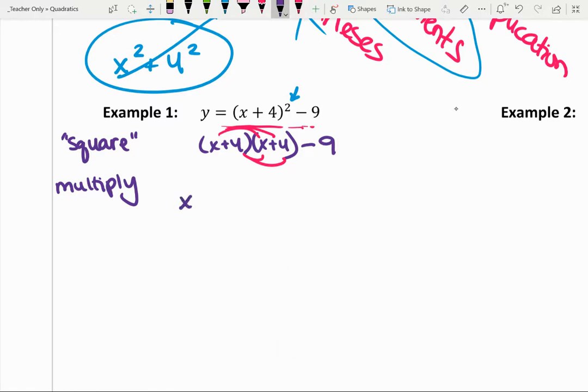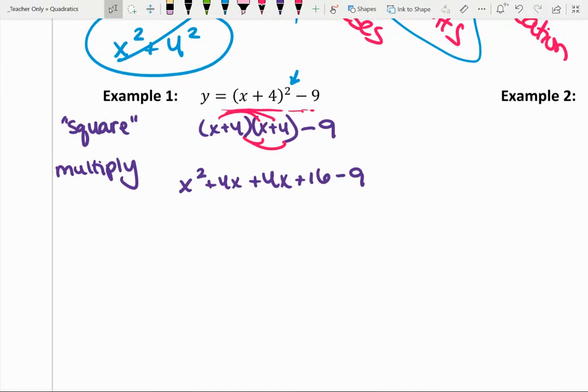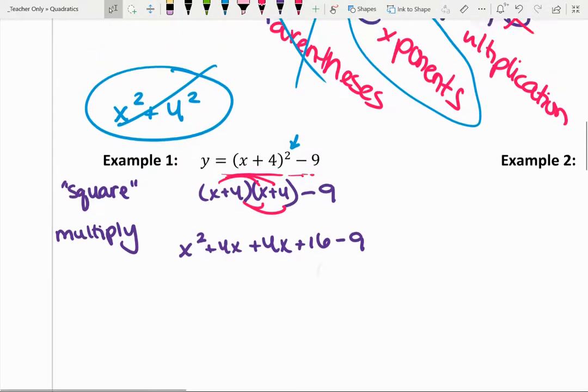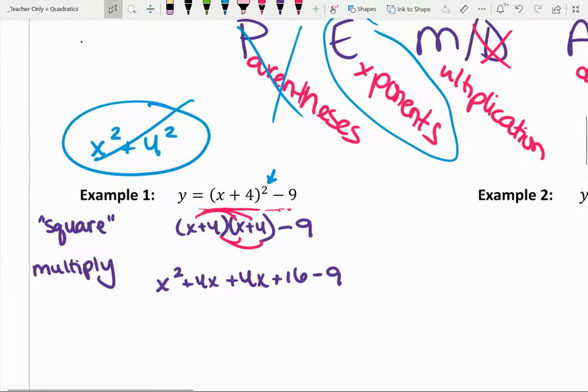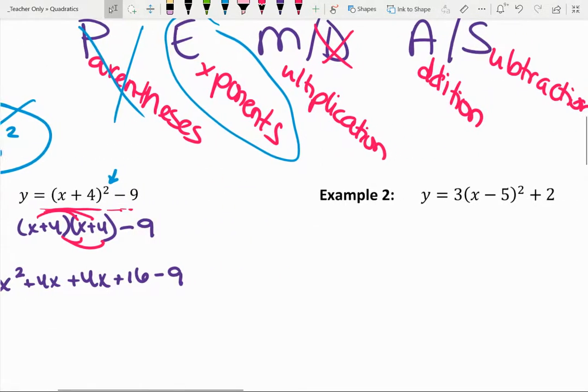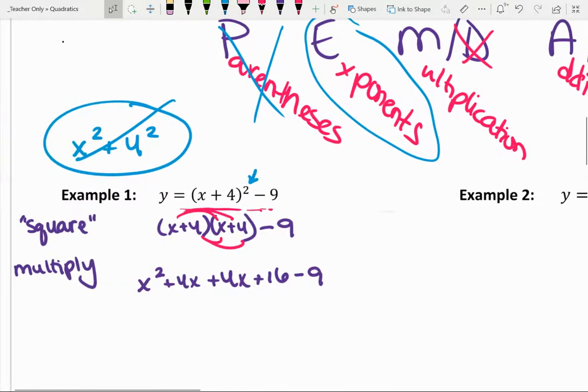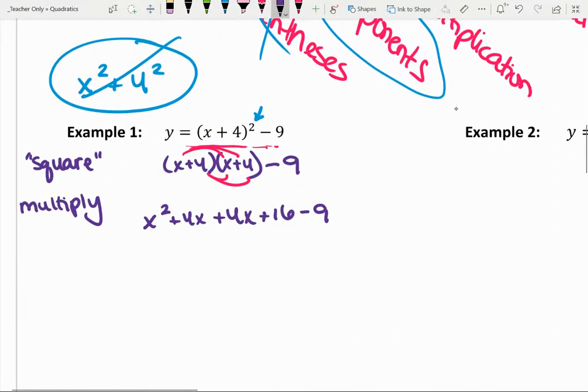So you'll end up with x squared plus 4x plus 4x, oops, excuse me, got a little ahead of myself. 4 times 4 is positive 16. And then that minus 9 again is just hanging out at the end. So we have nothing left to multiply. We've applied our exponent. We've used multiplication. All that's left is addition or subtraction to rewrite or simplify this expression.